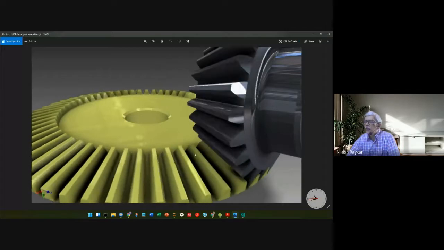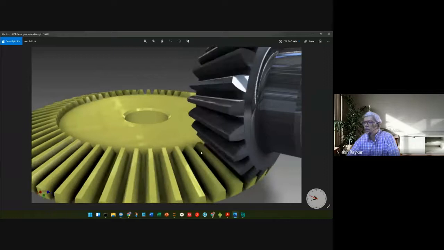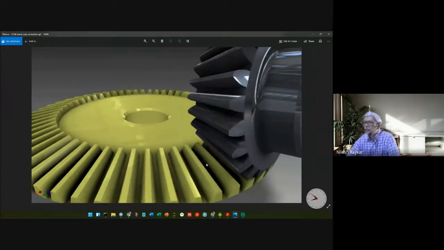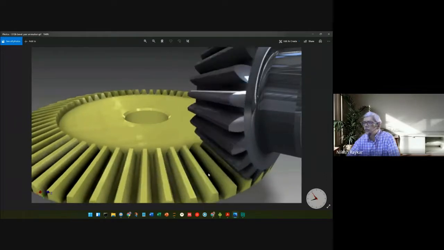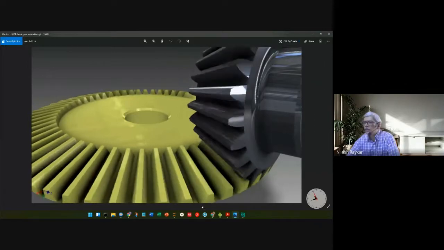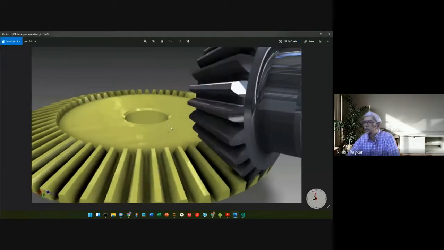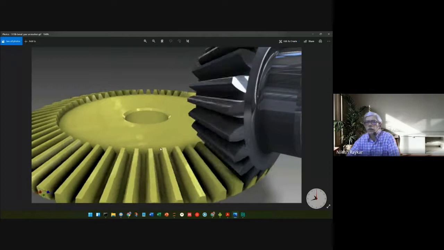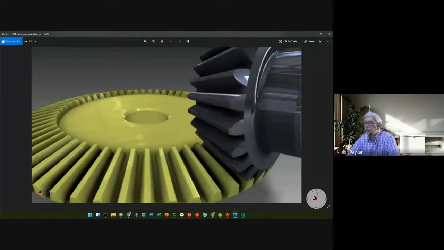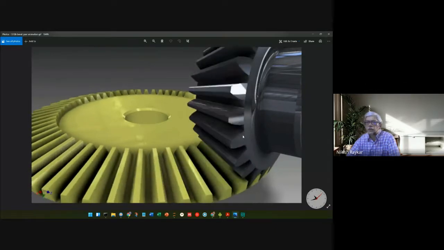Another thing to be observed is that the gear teeth lie on a conical surface. If you extend the top surface of the gear teeth, they will form a conical surface. And similarly, on the back side, that is on this side, you also have a conical surface which is getting formed.